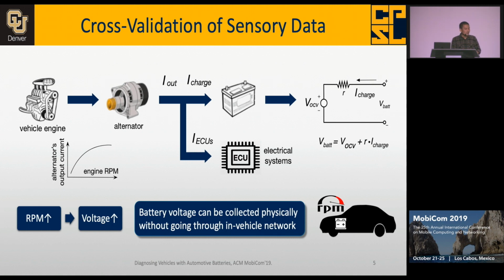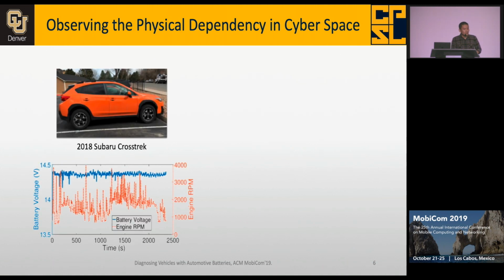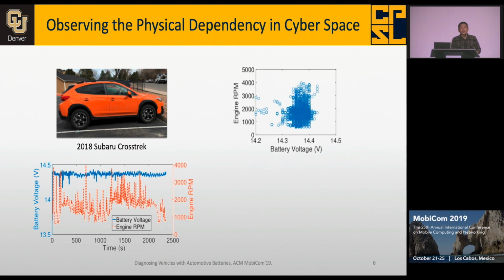So that's the motivation, and let's check if that's the case in practice. We drove a Subaru car, and during the driving, we collected the RPM and the battery voltage. According to our previous model-based analysis, we should be able to see that when the RPM is larger, we get a higher battery voltage. But if we directly plot a scatter plot here, things are not quite as expected. So that's the challenge.